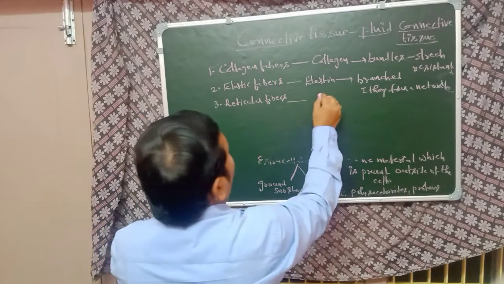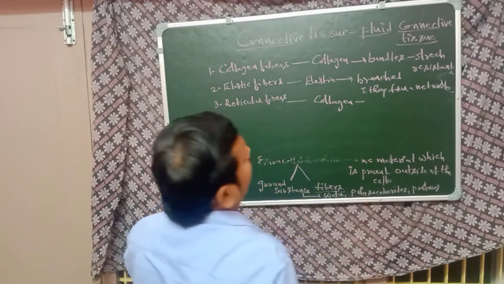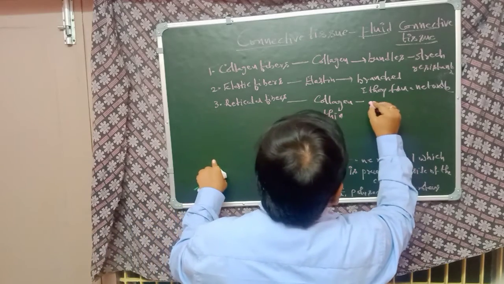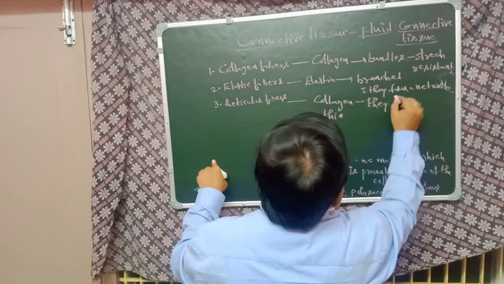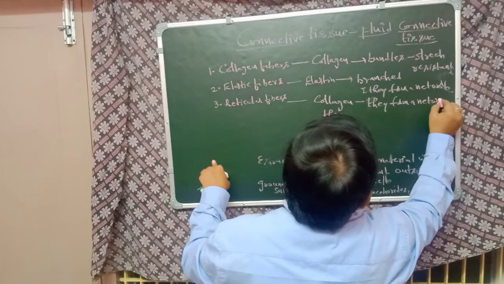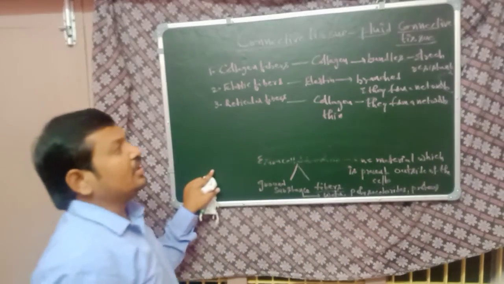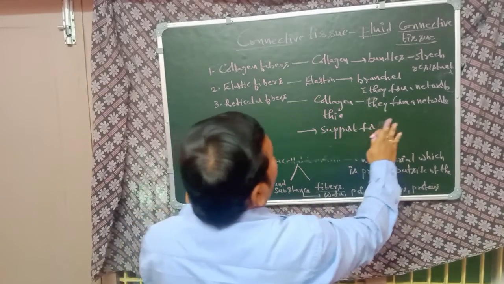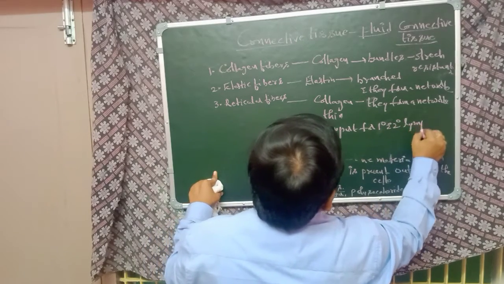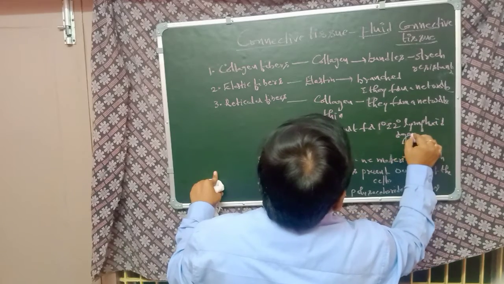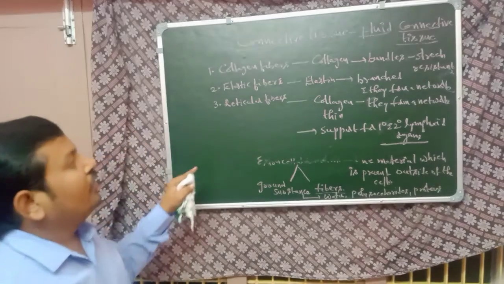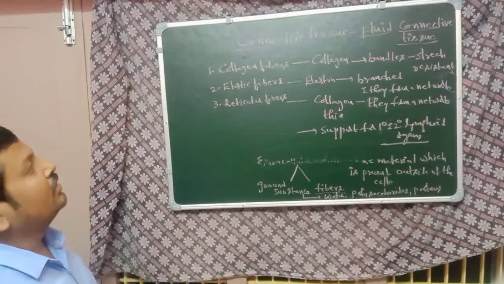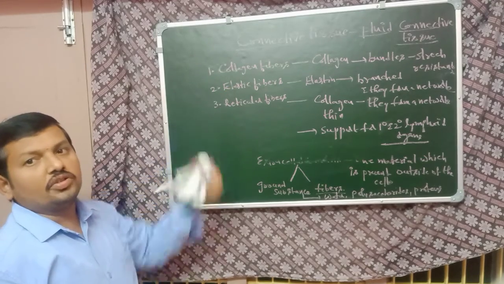And the reticular fibers are made up of a protein called collagen. They are thin, and they form a network. These reticular fibers give support to primary and secondary lymphoid organs. Next, the elastic fibers are present in elastic cartilage and in elastic ligaments. Right, this is the introduction about the connective tissues.